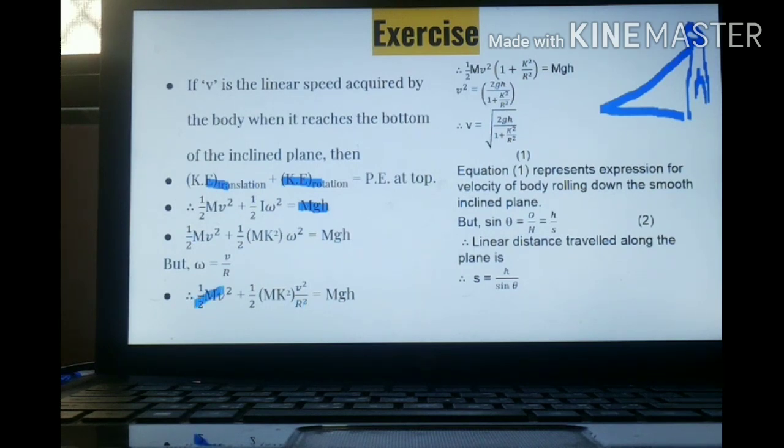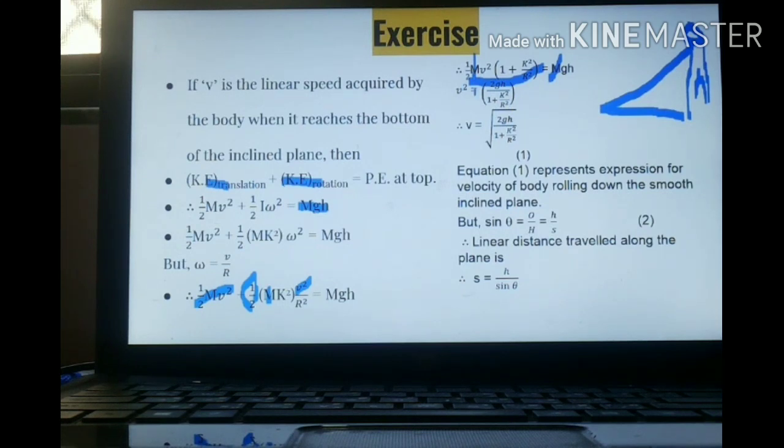Over here we can again take half mv square. It is the same as what we did in the previous question, only mgh is the addition. So half mv square we have taken out, and inside, 1 plus k square upon r square is equal to mgh. You will see that this m and this m are the same, so we can cancel them out. We want to find velocity, so we take the 2 over here, and it comes to this side. Whatever is over here goes directly into the denominator. So what we have got: v square is equal to 2gh upon 1 plus k square upon r square.